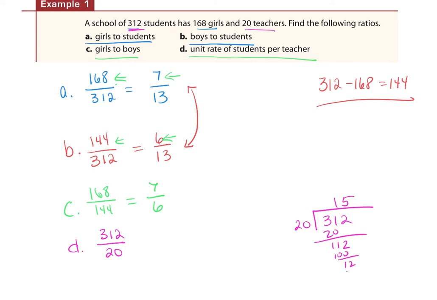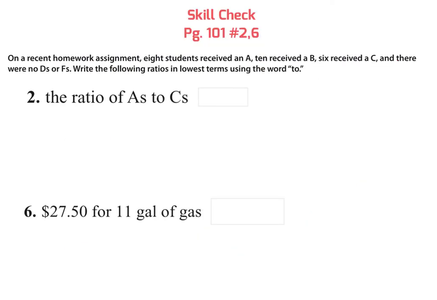This is actually going to be a decimal, so we have 12 over 20. If you multiply by 5, you're going to get 60 over 100, which is your decimal 0.6, right? So this ends up being 15.6 students per teacher. And what this does is for every 1 teacher, you have 15.6 students. Obviously, you can't have a 0.6 student, but when you're talking about a unit rate, it's okay. All right.